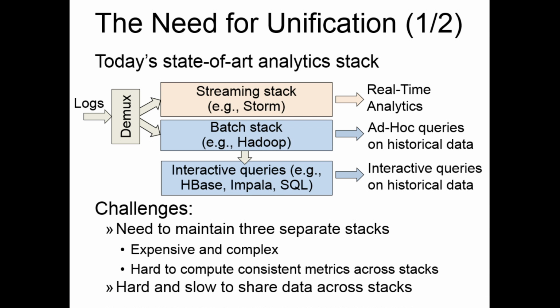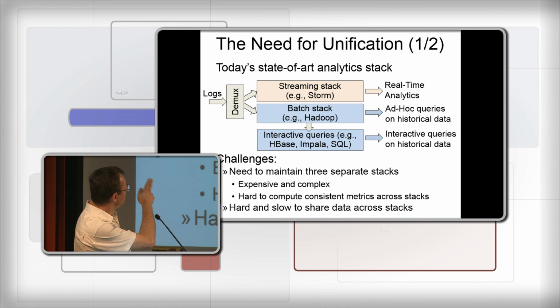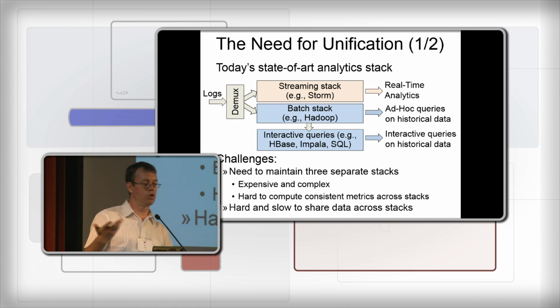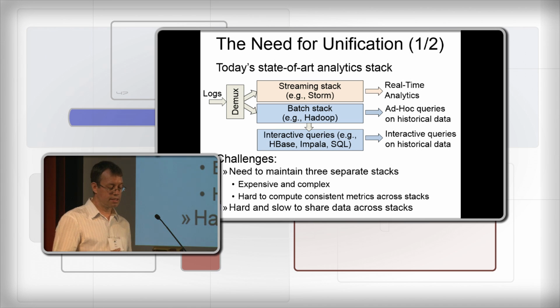For instance, presumably, the Hadoop stack and the streaming stack are going to compute the same metrics. Now, you have 2 software implementations which you need to maintain and make sure that they are consistent with respect to the metric computation. Right? So this is kind of hard.